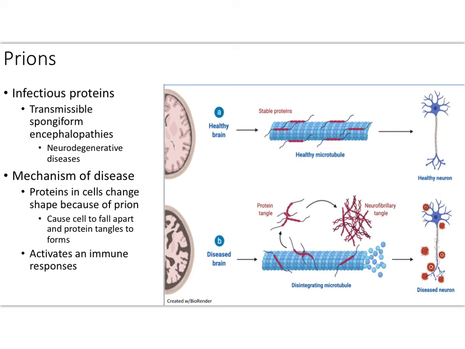In this case, most of the damage is caused by the prion, but the immune system, in the process of trying to clear the damage that the prion has done, also does some damage. What ends up happening is the cells start to fall apart, and we start to get big holes that form in the brain, which is certainly a huge problem.